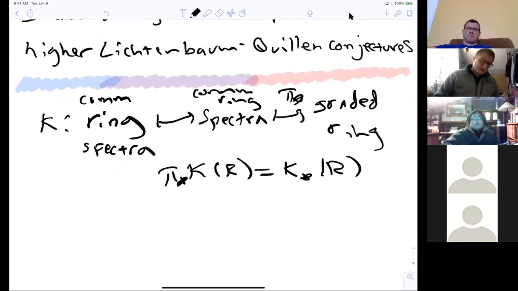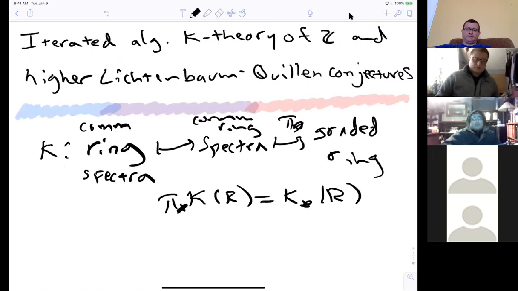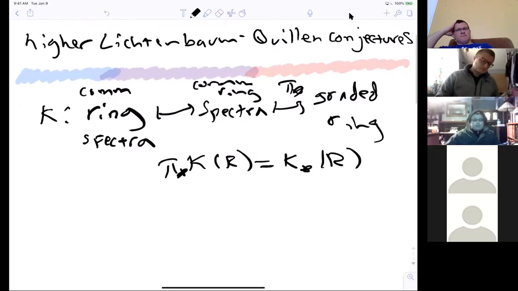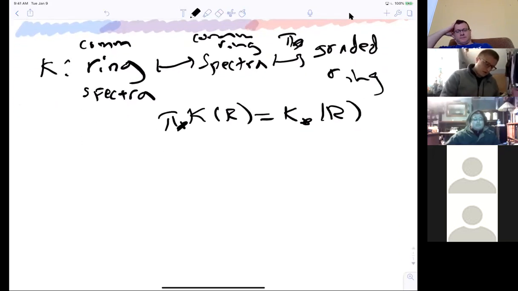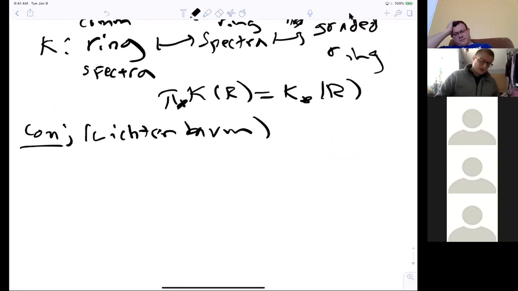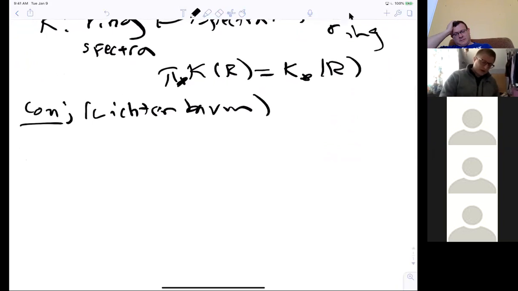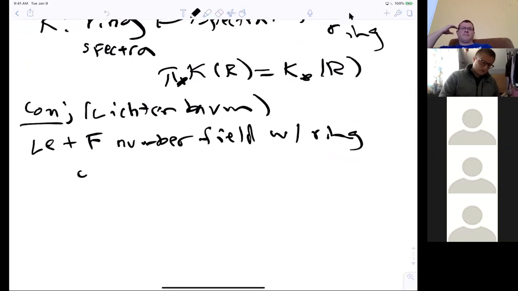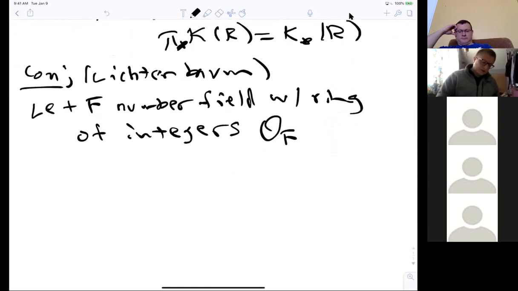So I want to talk about iterated algebraic K-theory of the integers and higher Lichtenbaum-Quillen conjectures. First I should say a little bit about the classical Lichtenbaum-Quillen conjectures. I'm going to start with Lichtenbaum's version of these conjectures, which is the following. Let F be a number field with ring of integers O_F.